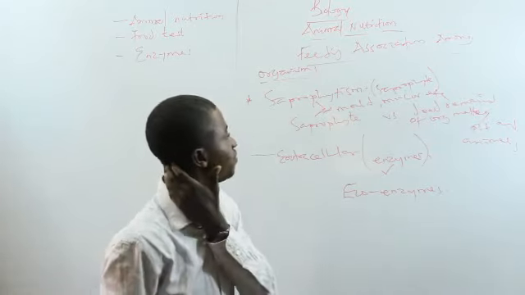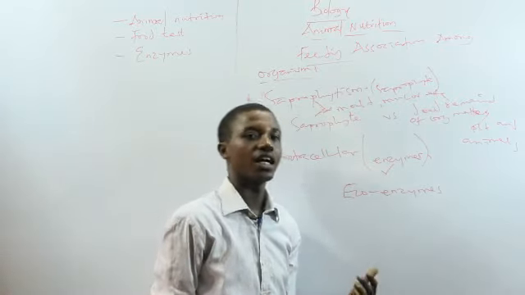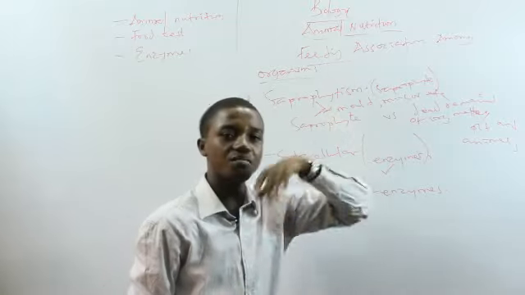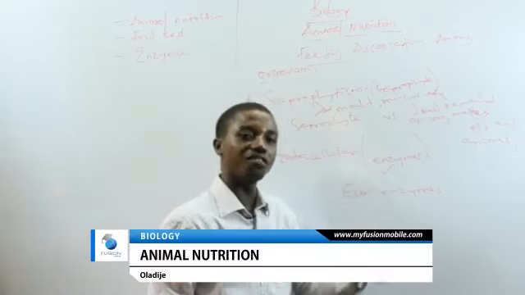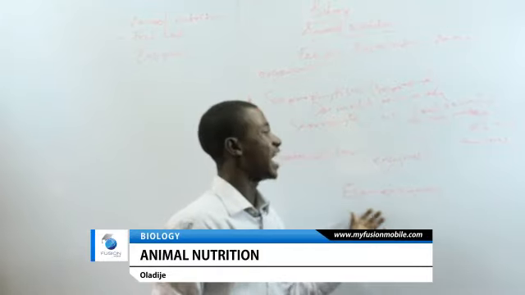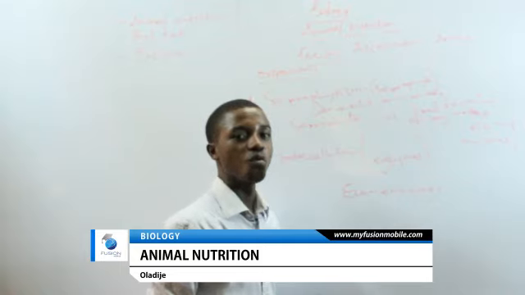Again, saprophytism is a feeding association between the saprophyte and dead remains of organic matter. The saprophyte decomposes dead remains of organic matter, they feed on it, and they do this extracellularly. They make use of enzymes, and these enzymes are called exoenzymes.